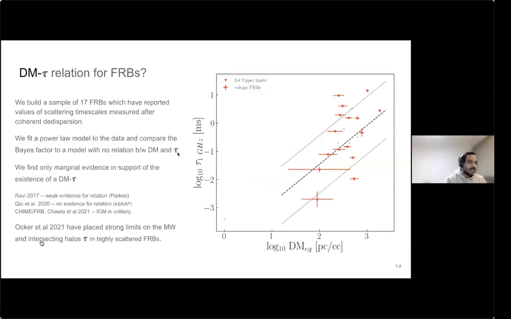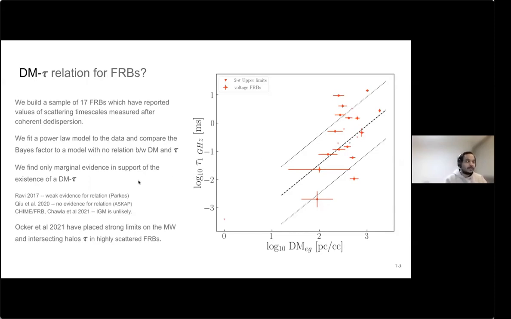We actually add all those FRBs detected at Parkes or ASKAP or other telescopes which have voltage data available with them, and the scattering timescales have been measured after coherent dedispersion. So we add those FRBs to our sample, and then we fit a power law model to the data, and we find that the power law model does describe our data pretty well.